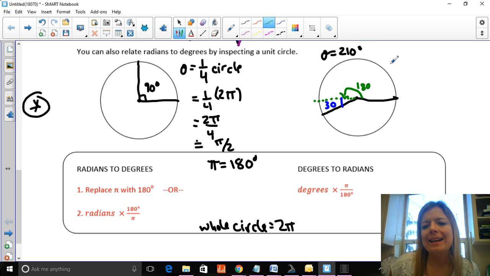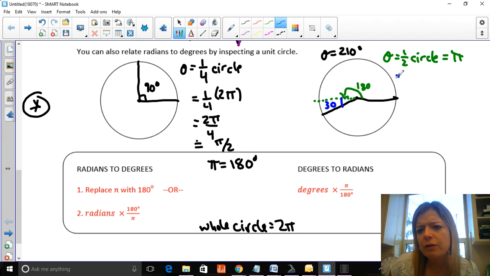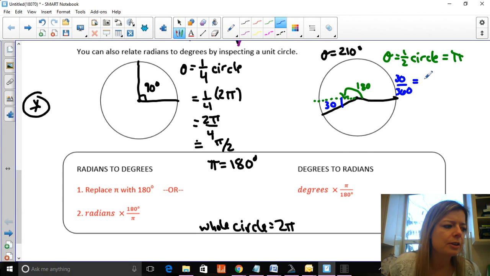So the 180 is actually half a circle. That is half of 2 pi, so pi. Or you can just use the fact that you know 180 is pi. But what about this 30? How much of a circle is that? 30 over 360. If you put that into lowest terms, that is 1/12 of a circle.